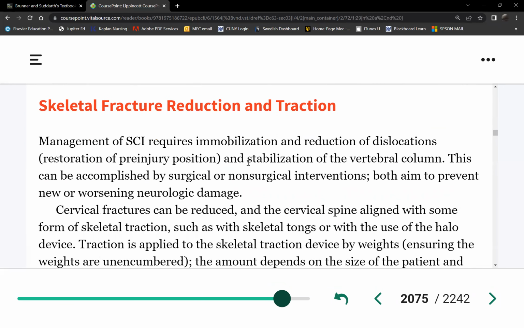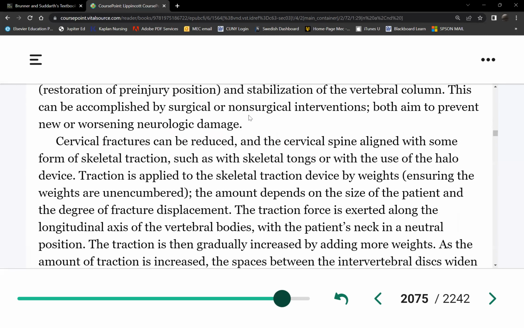We look for other injuries. So if there are displaced fractures of the vertebrae, then that will require traction. Traction would be, of course, applied to the head. So this will involve halo traction, so skeletal traction to keep the spine aligned and immobilized.